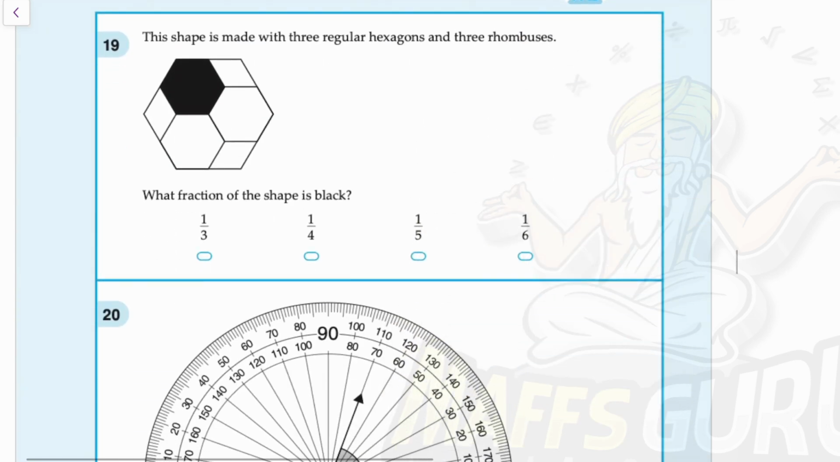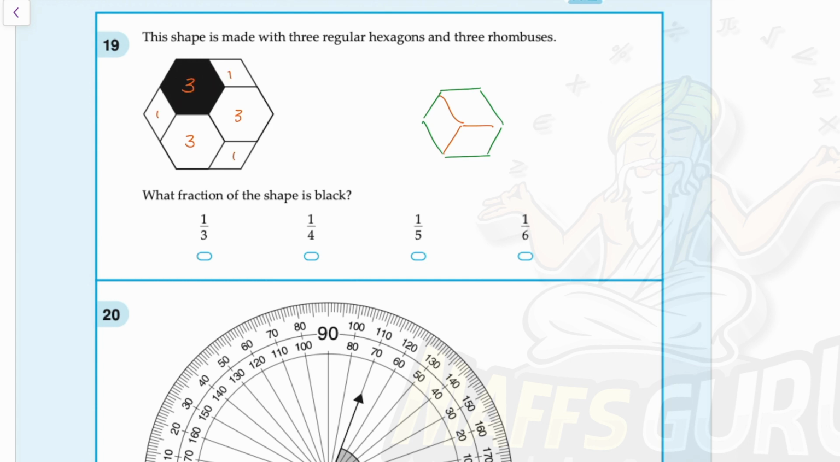This shape is made with 3 regular hexagons and 3 rhombuses or rhombi. Now basically what this question required you to know was that if you look at a rhombus, that can fit inside of a regular hexagon. And in fact, if I draw another one there, do you notice how that now looks like a 3D cube? Well, the fact of it is there are 3 rhombuses in each of those hexagons. So if we now know that there's 3, 3, 1, 1, 1, and another 3 there.